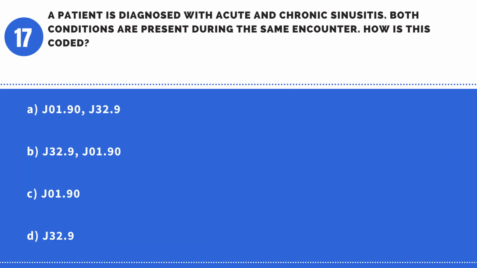Question 17. A patient is diagnosed with acute and chronic sinusitis. Both conditions are present during the same encounter. How is this coded? A. J01.90, J32.9. B. J32.9, J01.90. C. J01.90. D. J32.9.